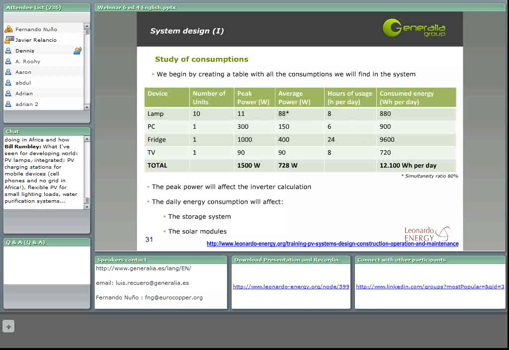We have to know that the peak power will affect the inverter calculation, and the energy consumption will affect normally the storage system and the solar modules. So during the next slides we will study, based on the amount of energy that we have calculated in these tables, how to calculate the solar generator, the batteries, and the inverter for our PV project.